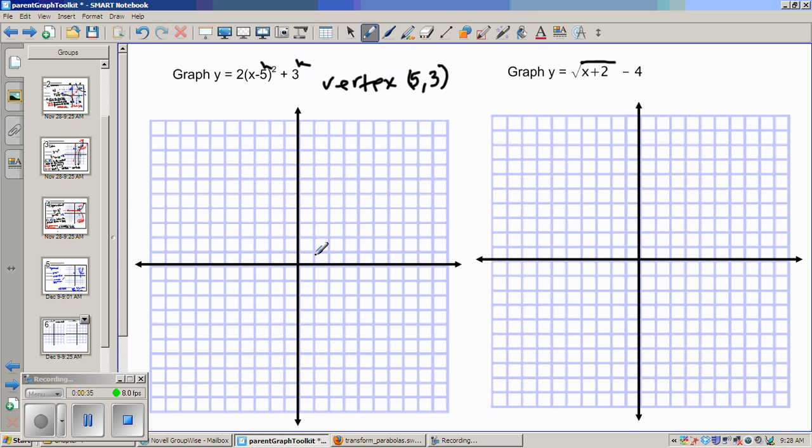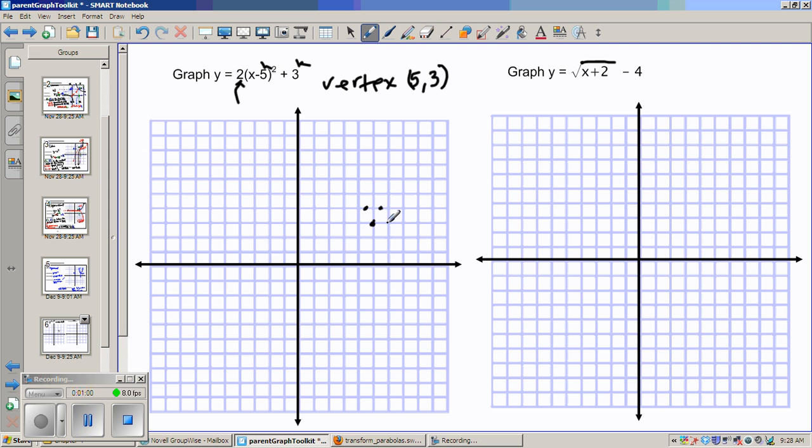So I'm going to first plot that point (5, 3). 1, 2, 3, 4, 5, 1, 2, 3. Second thing I'm going to look at is the fact that this a value is positive, and it's greater than 1, so that means that it's going to be slightly skinnier than the normal parabola that we're used to graphing.